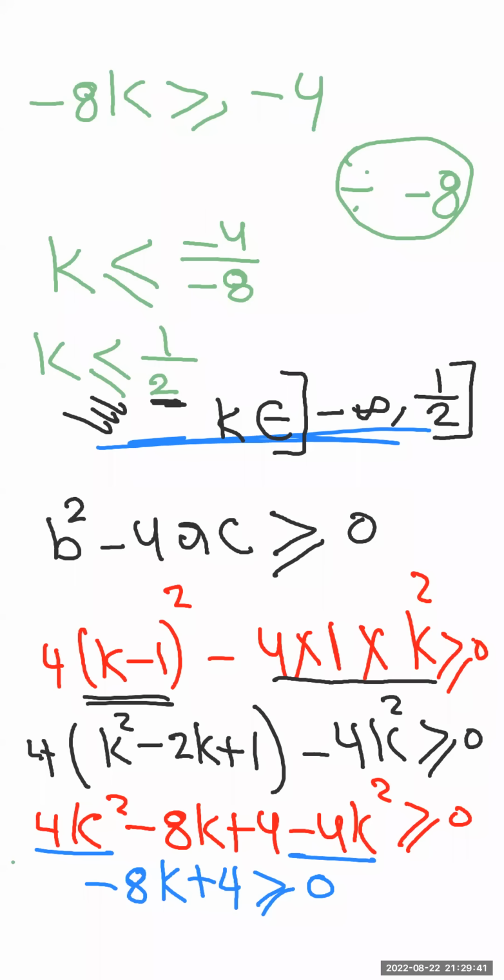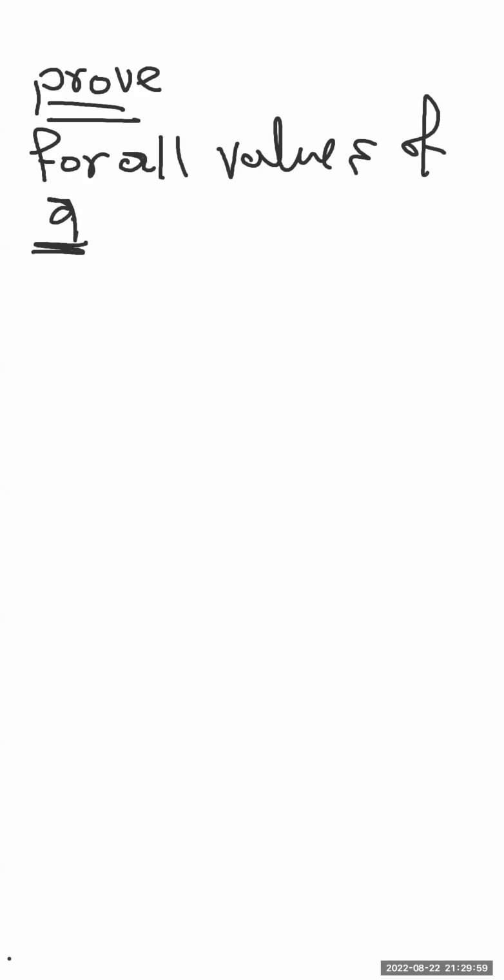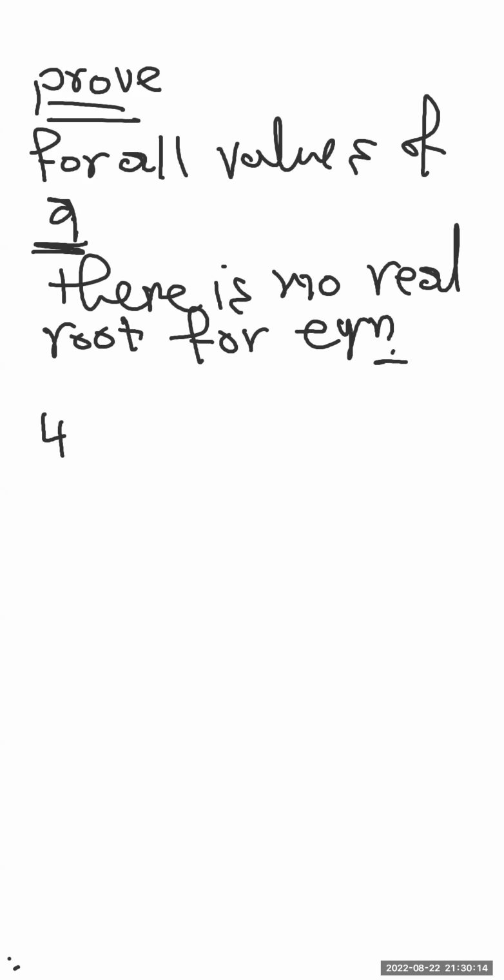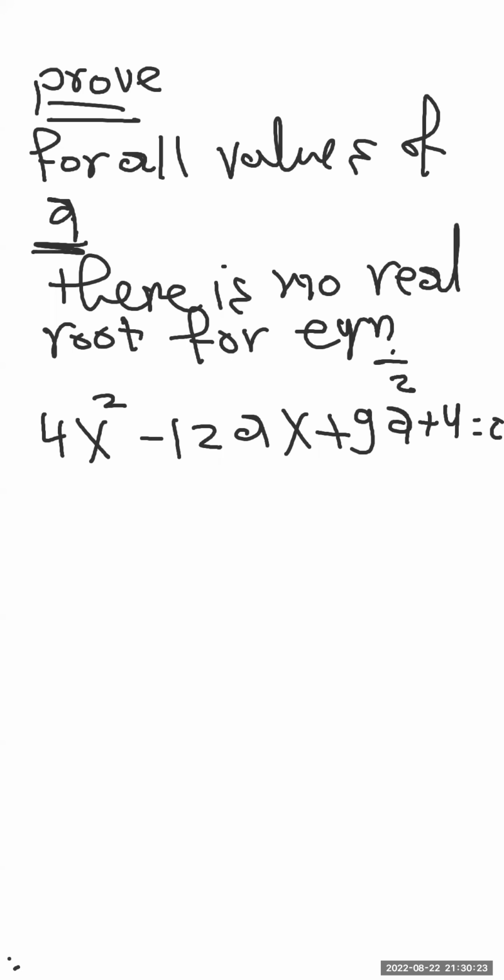The next question is as follows. Prove that for all values of a, there are no real roots for this equation: 4x squared minus 12ax plus 9a squared plus 4 equals 0.